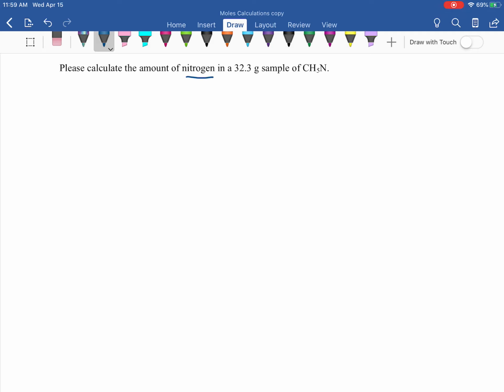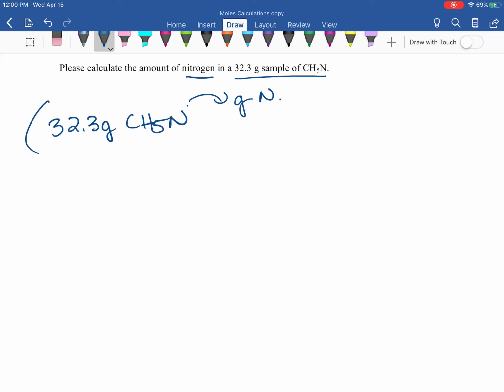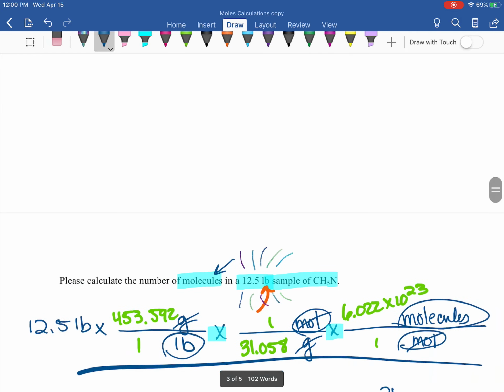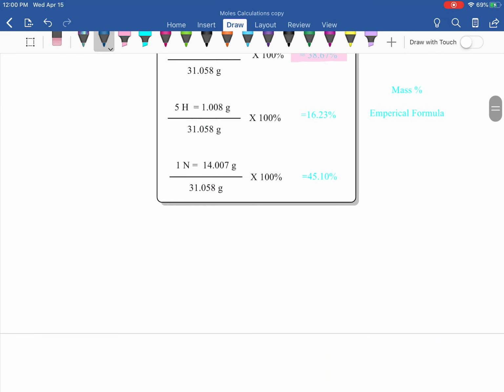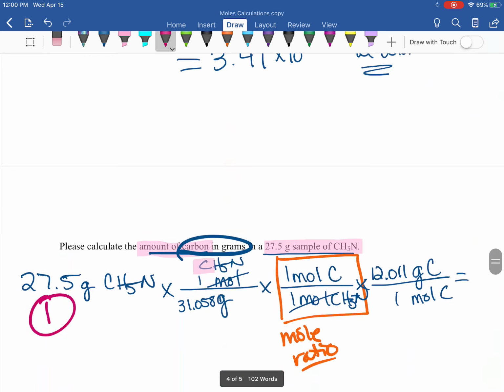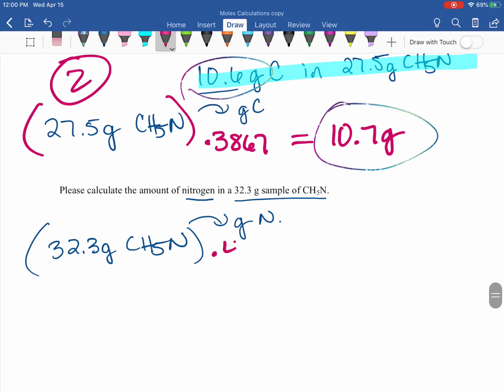Okay, let's try it then down here. Let's do it again. And let's calculate the amount of, this time, nitrogen in that methylamine. We've got 32.3 grams of total, but we want nitrogen. Let's do grams of nitrogen. So then let's just take our percentage. Let's kind of scroll up for a second. How much nitrogen is in our methylamine? We have 45.10%. Let's do it.